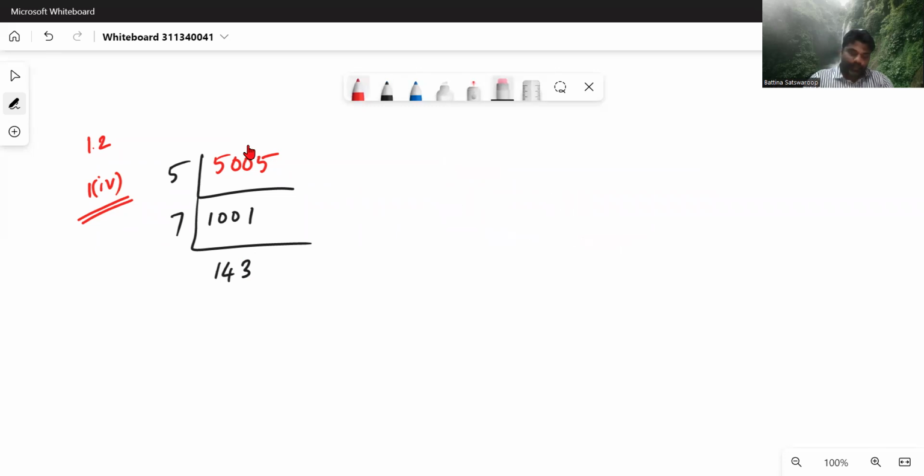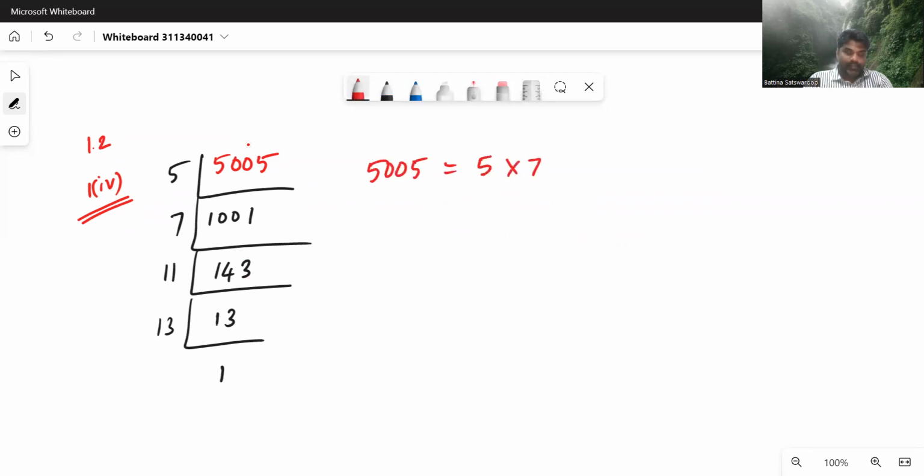Now, coming back to the question. 143 you are having. Already you know 11 13s are 143, and of course 13 ones are 13. So 5005 you can write as 5 into 7 into 11 into 13. Right? 5 power 1 into 7 power 1 into 11 power 1 into 13 power 1, if you want to write in terms of powers.